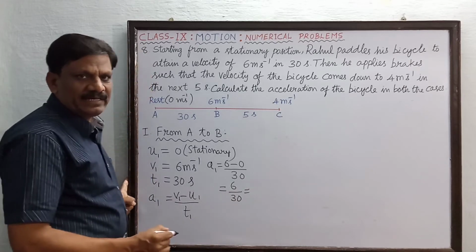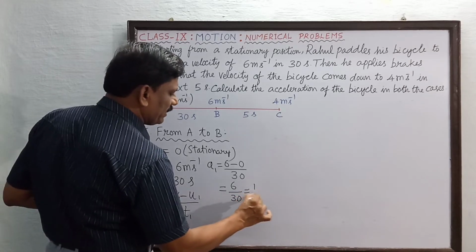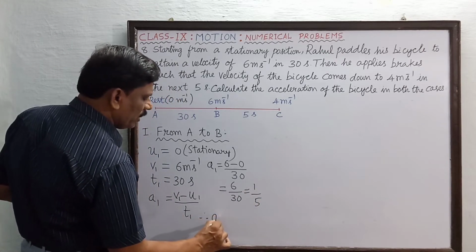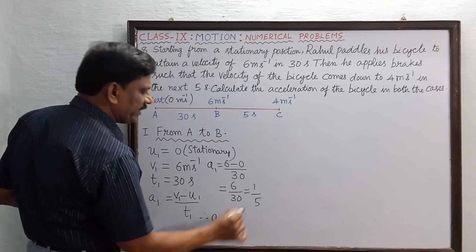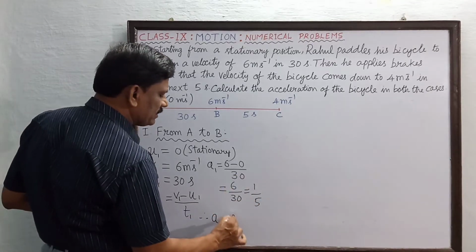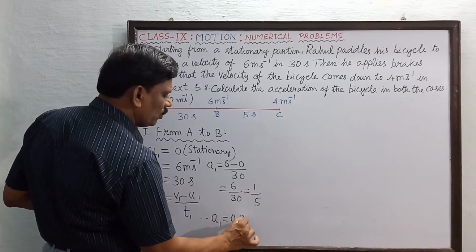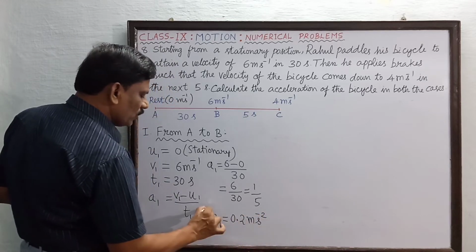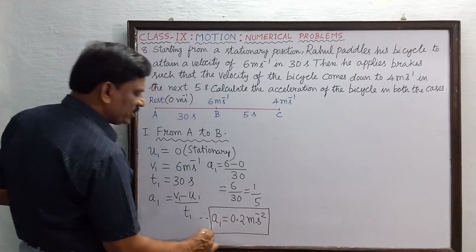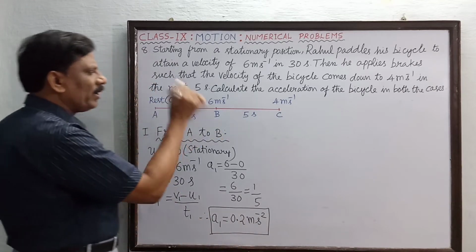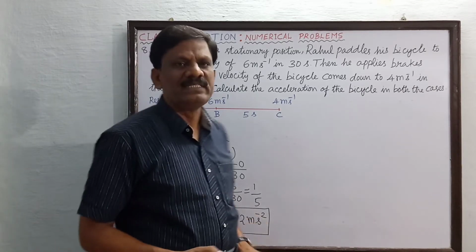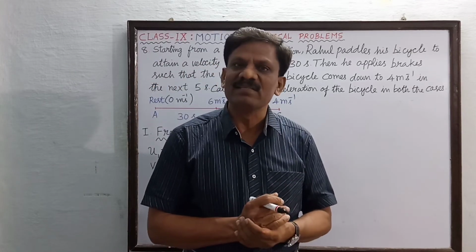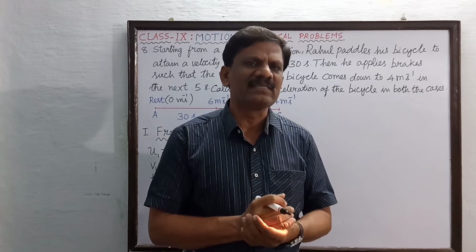6 fives are 30, is it not? So this can also be written as 1 by 5. Therefore the acceleration a1 is equal to 1 by 5, which is 0.2 meters per second square. So his acceleration from A up to the point B is equal to 0.2 meters per second square. Have you understood this? Okay, what is happening next?